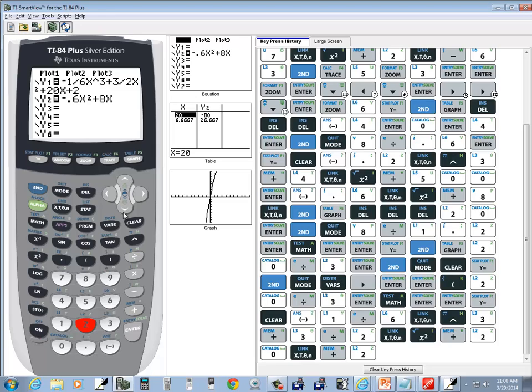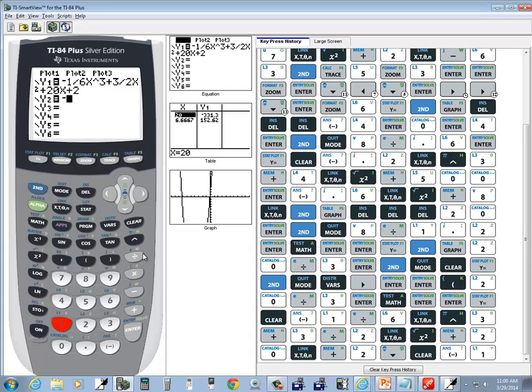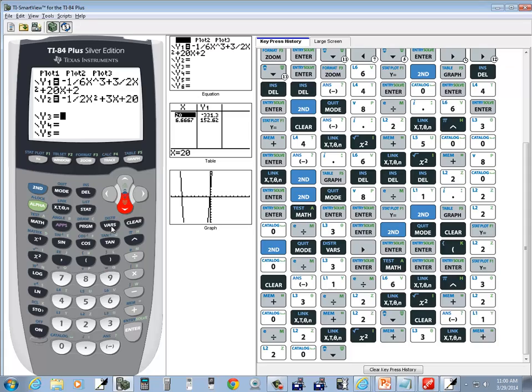Okay. And I'm going to down arrow to y2. I'll press clear on that. And then we're going to put our first derivative on y2. So we've got negative 1 divided by 2, x squared, plus 3x, plus 20. Now I'll put 0 on y3. Now I'm going to go back up to y1, put my flashing cursor on equals and press enter one time, and that'll shut that one off.